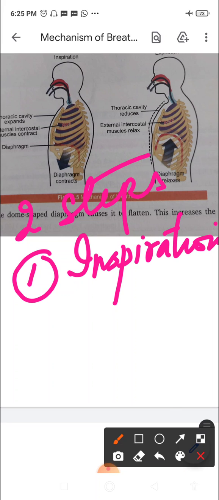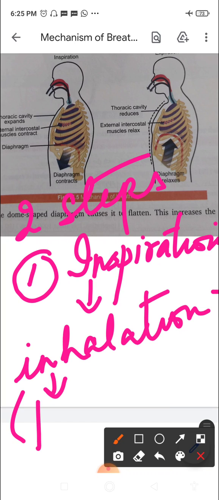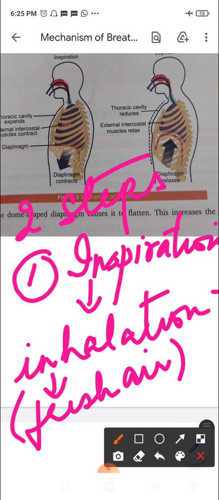Inhaling or taking in of fresh air or atmospheric air into the lungs. What is inspiration? Inhalation, or taking in of fresh air into the lungs. Fresh air is air from the atmosphere, right? This is an active process. We will just now discuss what is an active process and what is a passive process.